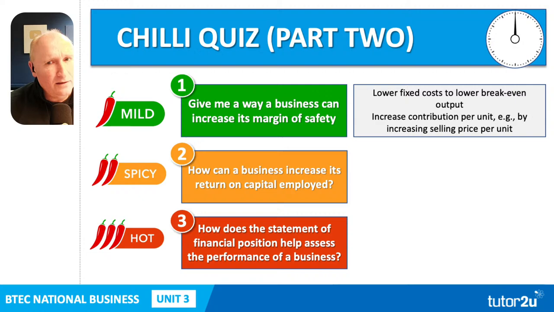Well, I thought this was relatively easy. And if you think about the margin of safety, it's actual output less break-even output. Well, what do you want to do? Well, ideally, you sell more, don't you? That increases the actual output.